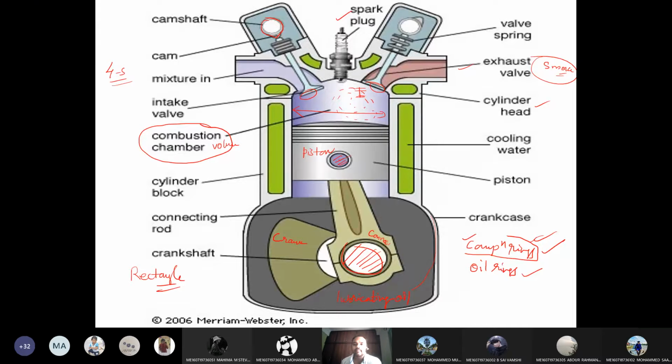Piston rings won't fit. Okay, but piston rings we can manufacture in a rectangular shape too. The main problem is that friction will be more, because the contact surface is more.